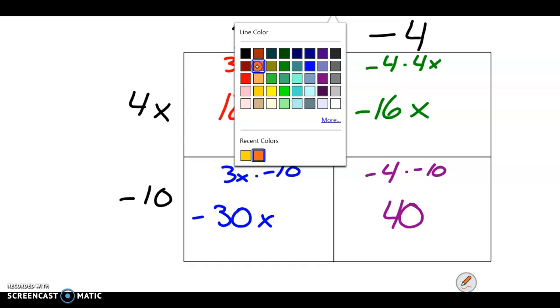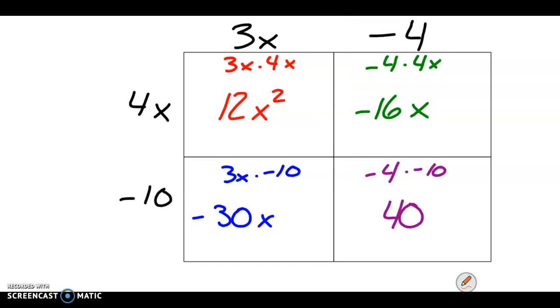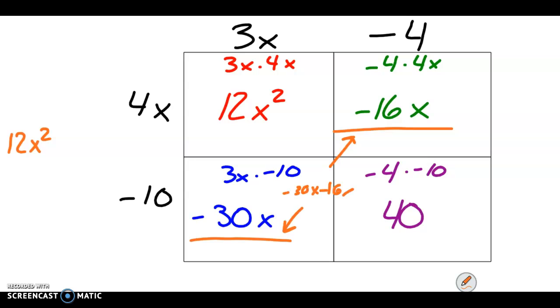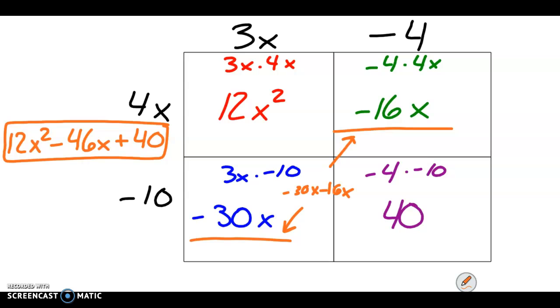You combine your like terms, okay, which is going to be -16x and the -30x, and we are left with a 12x squared, which doesn't have any like terms, -30x minus 16 more x is going to give you -46x. And then that 40, +40 all alone in the bottom right-hand corner does not have any like terms to combine it with. So that would be your final answer. Okay?